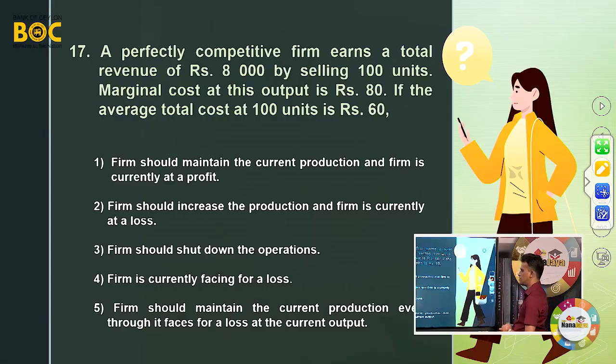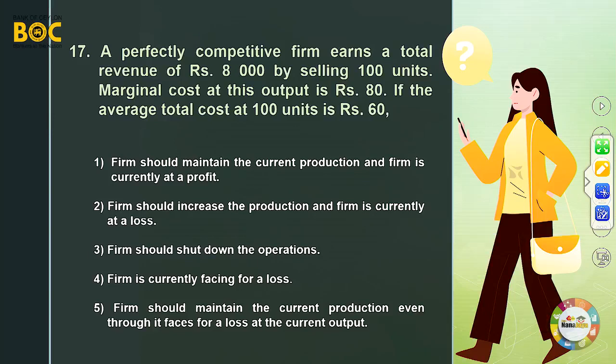We'll read the other answers. Firm should increase the production. No, because they are currently producing at the MR equals MC condition, the output at which MR is equal to MC. We explained with the previous explanation that a firm should produce the output where the marginal revenue is equal to marginal cost in order to maximize their profits.